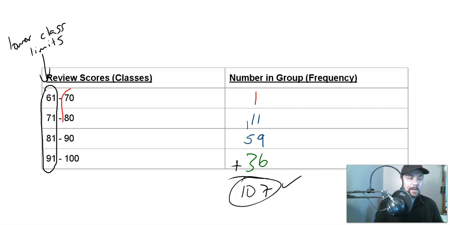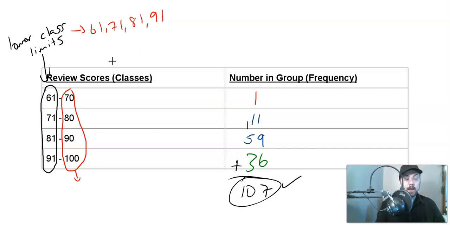These are my upper class limits. On the homework, they're going to ask you to identify the lower class limits. So on the homework, you're going to say 61, 71. You just put them in a list like this. These are all my lower class limits. These are the minimum values for each class.